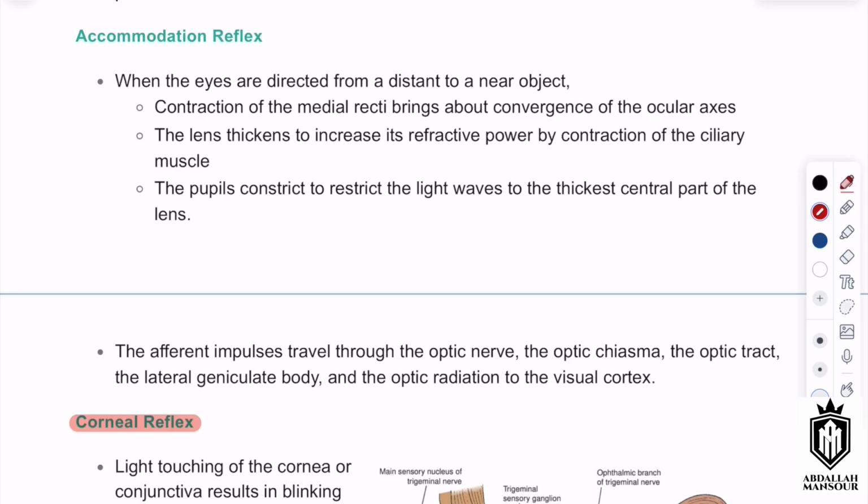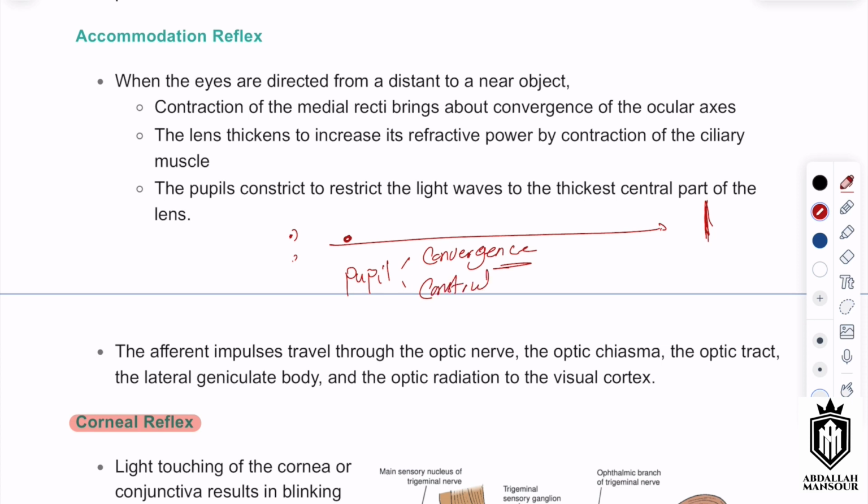Next is accommodation reflex, and basically accommodation reflex is when you ask your patient, if this is the patient's eye, to look into the distance, look as far as they can, and then you suddenly introduce an object very close to their eye, and what will happen is the pupil will seem to do two things. One, convergence, they will come together, and then pupil constriction as well, all right?